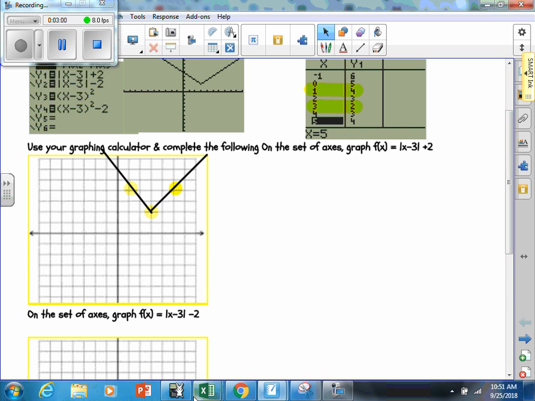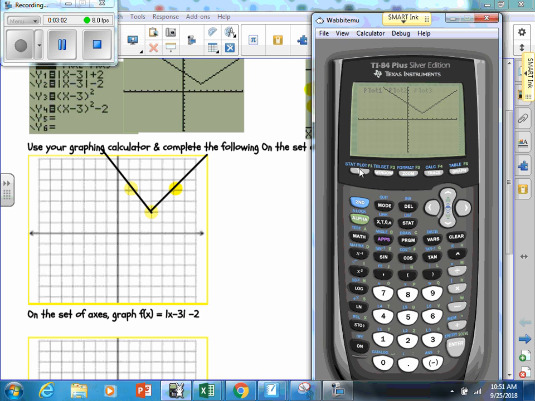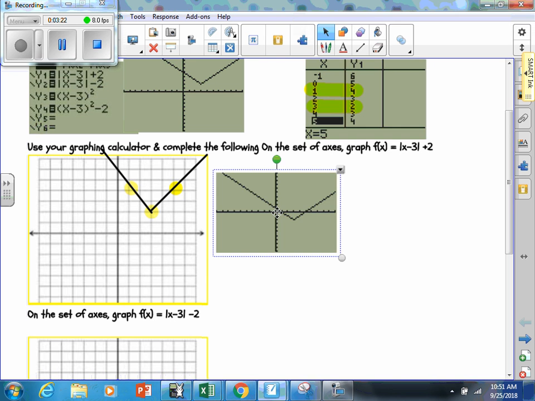So let's bring up a calculator, go to Y editor, slide to the right. So take 2 away, and let's take a look at the picture. Hit graph. So interesting. So instead of being 2 places above my x-axis, now it looks like I'm 2 places below my x-axis. All right.